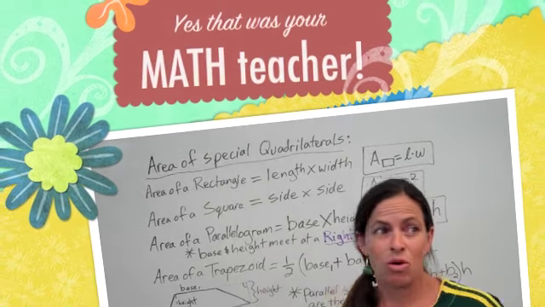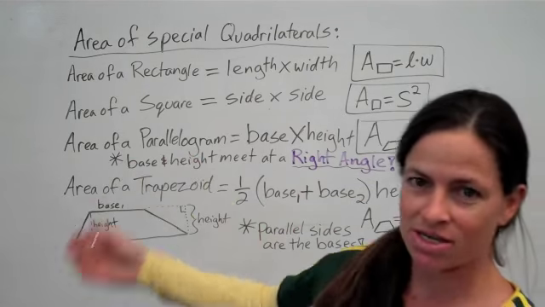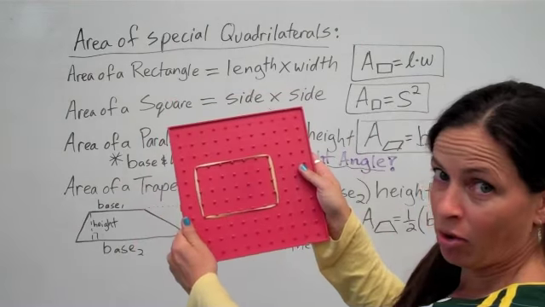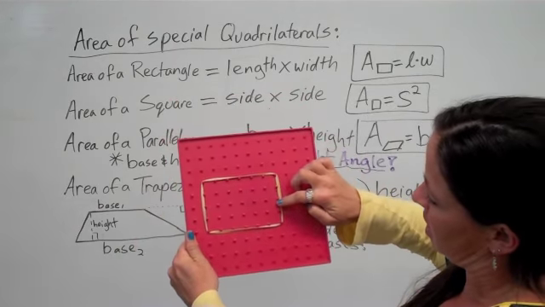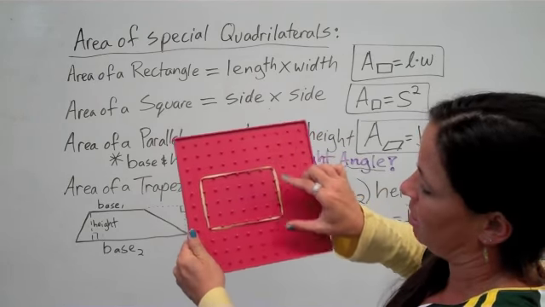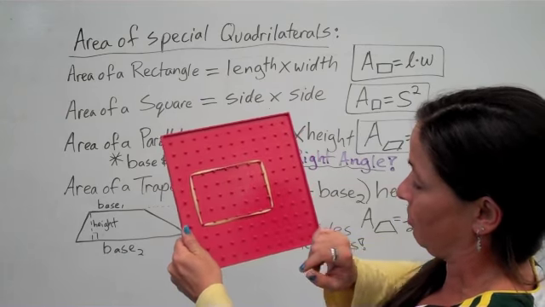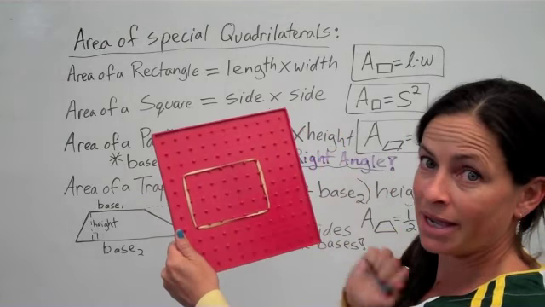Area of special quadrilaterals. Here we go. We've got the area of a rectangle. Pow. How many spaces high? 1, 2, 3, 4. That's the width or the length. By how many spaces long? 1, 2, 3, 4, 5, 6. So this is 4 by 6.